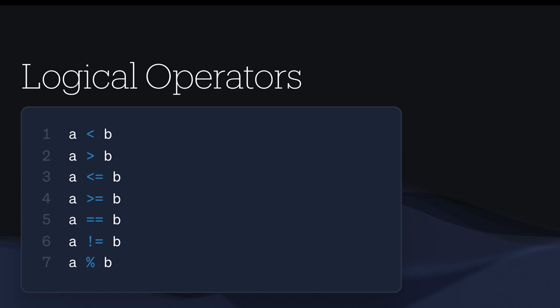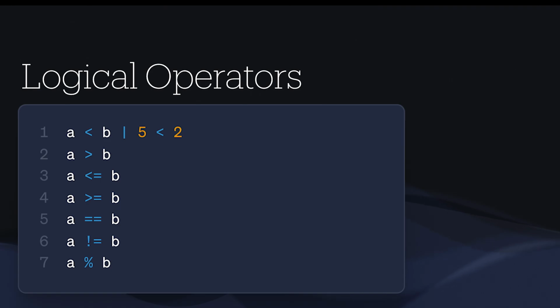Now logical operators is where it can get a bit tricky. We can see a few examples here, and let's just take this one step at a time. The first one you're going to see is saying if a is less than b. The second one is just the opposite of that, greater than, so if a is greater than b. And the third one is where it can get a bit confusing, but less than or equal to.